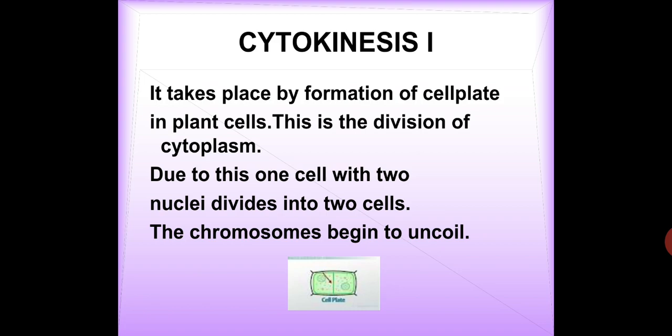Cytokinesis 1 takes place by formation of cell plate in plant cells and furrow formation in animal cells. It is the division of cytoplasm. Due to this, one cell with 2 nuclei divides into 2 cells. Chromosomes begin to uncoil. Point to remember, cytokinesis is the division of cytoplasm.